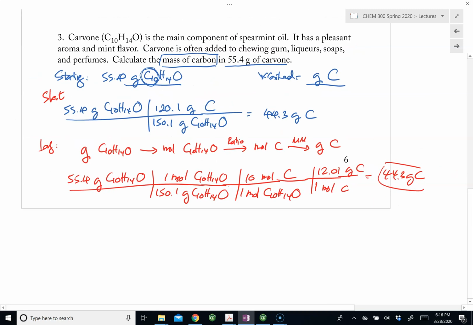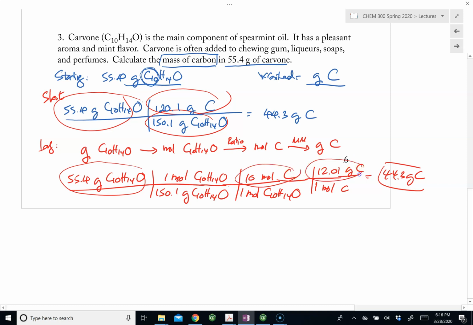Mathematically, if we do the comparison between the long way and the short way, in the short way we take this, multiply by 120 divided by 150.1. In the longer way, we still take this, multiply by 10, multiply by 12.01. The 10 multiplied by the 12.01 will equal the 120.1 that we have seen above, divided by 150.1 in the denominator. So this is why the answers overall are the same thing.